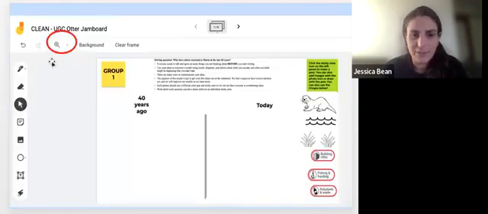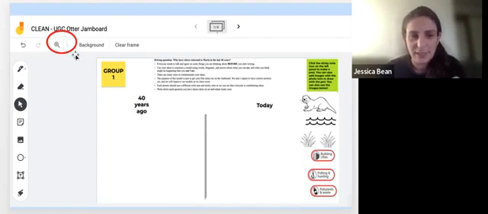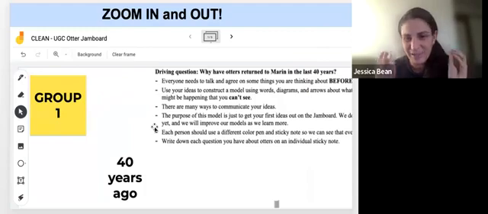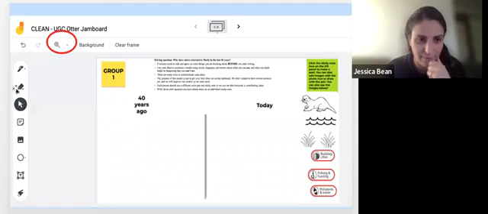And I just want to point out that Jamboard is kind of interesting because it makes you look like you don't have much space sometimes, but there is a zoom button. So you can zoom in really far and make the text really big, so it's easier to read. So just don't forget about that zoom button.